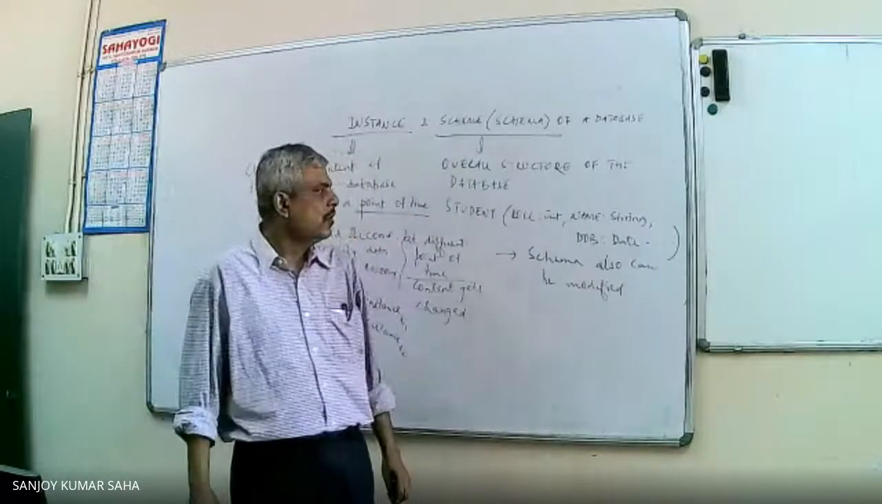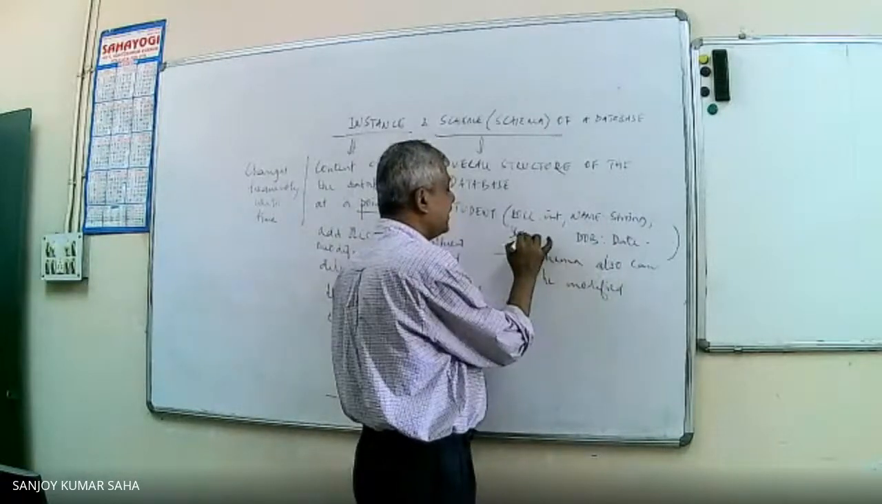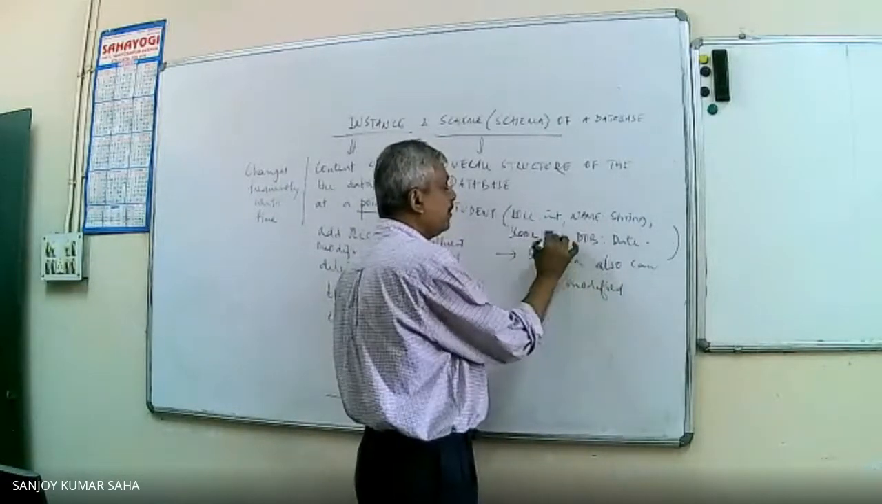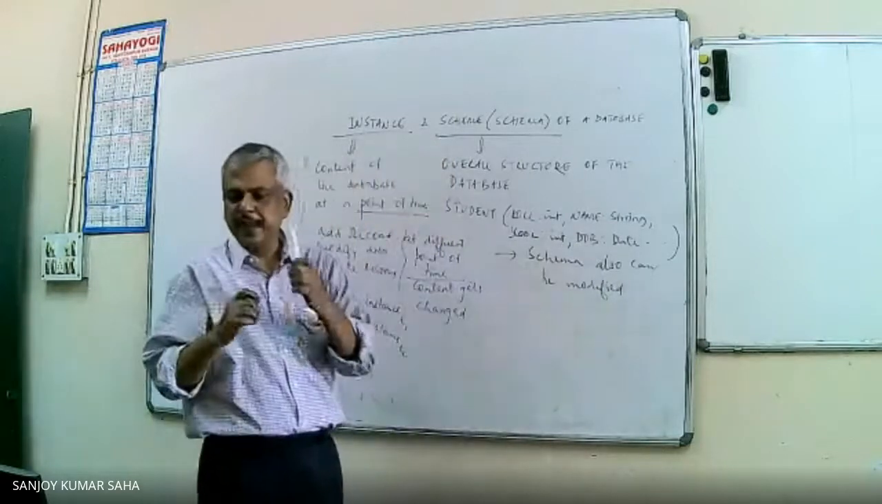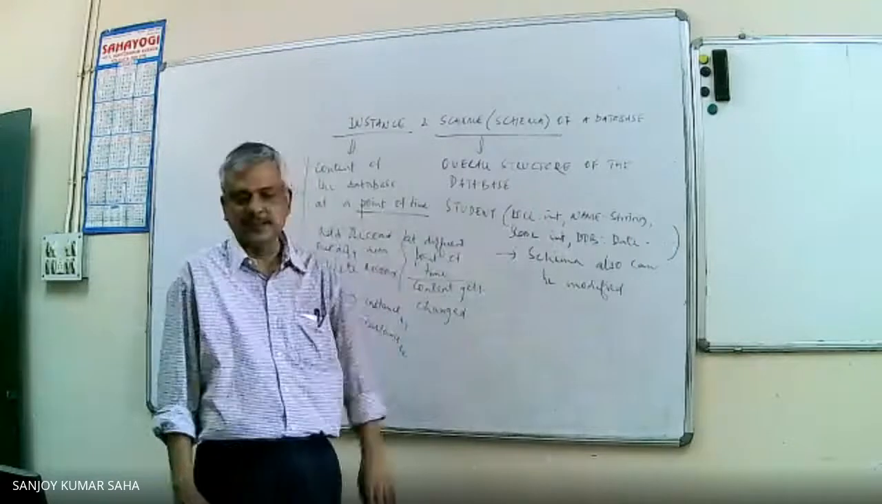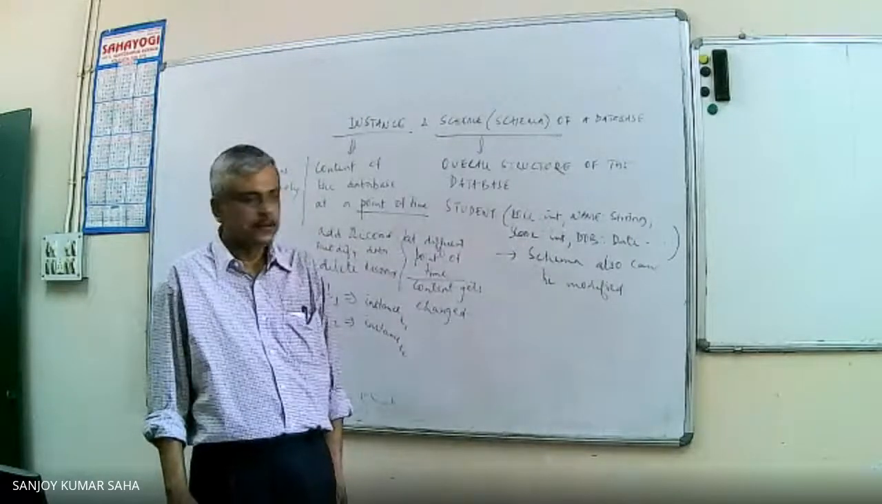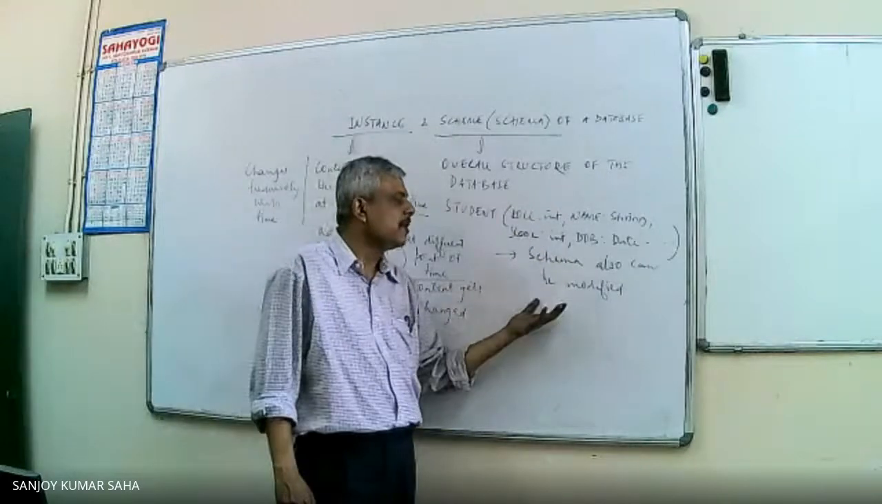Or say score. We have considered score as integer. Later we found that no, sometimes we may have to decide on the fractional part also. So keeping only the integer is not good enough. So we may make these things real. So that kind of changes may occur. So schema also can be modified.